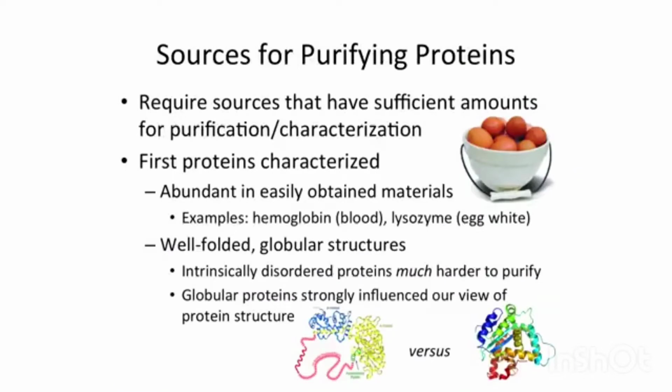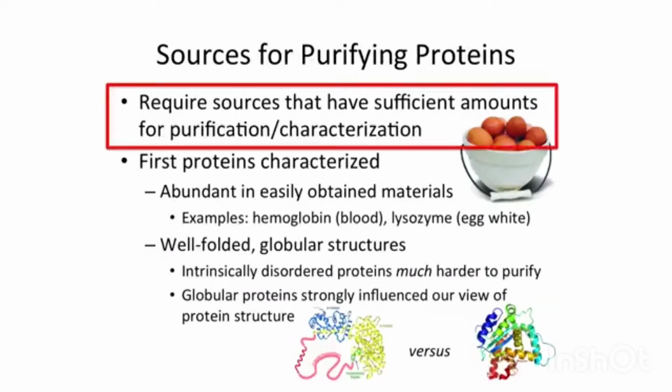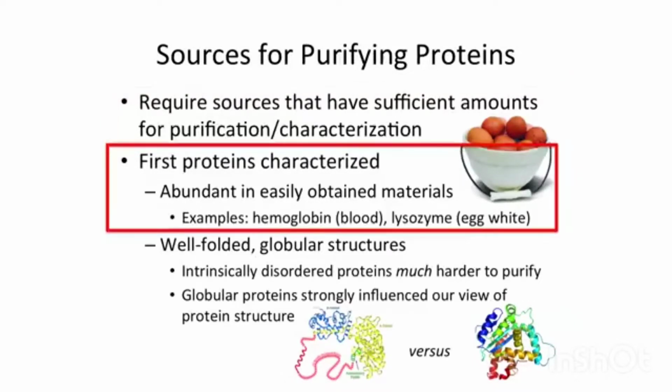So what are the sources? Well, first of all, you have to have enough of a protein in the original source in order to purify and characterize it. And what that meant was that things like eggs or milk or blood were where the first proteins came from, the first ones that we knew anything about. And also the ones that were purified, there were large amounts and they were easily purified.